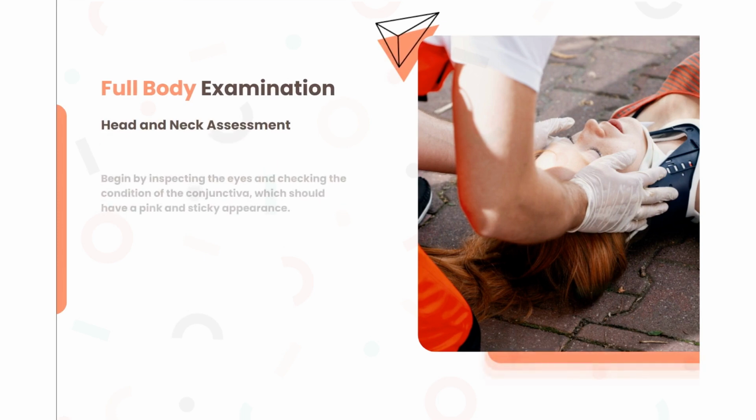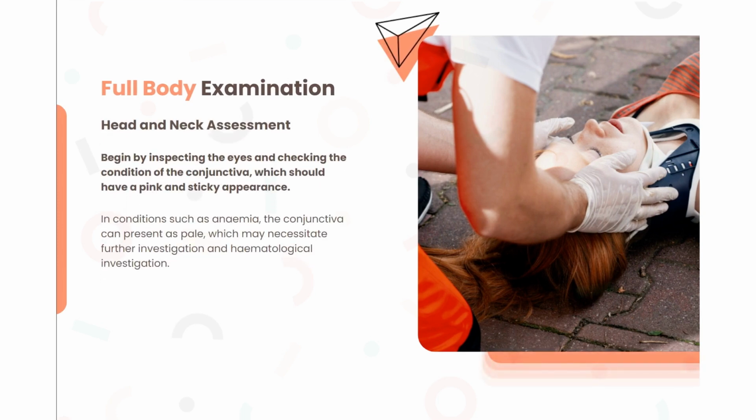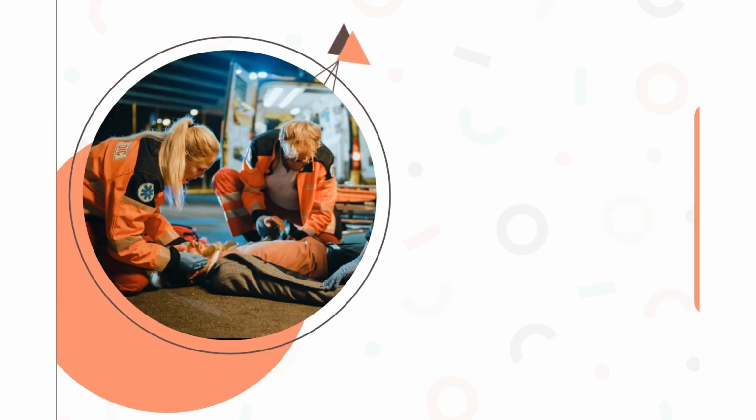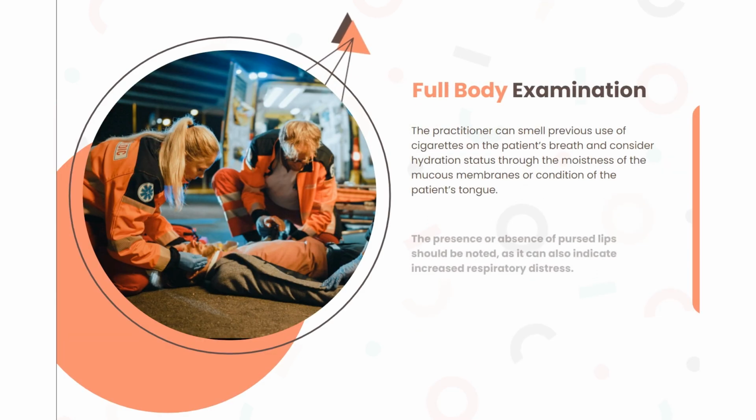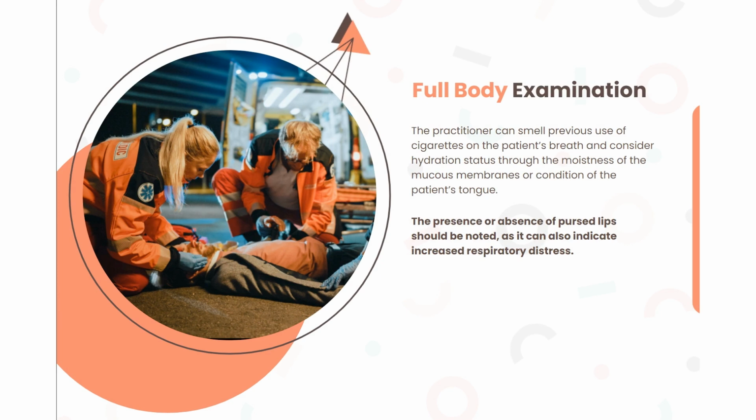Head and neck assessment. Begin by inspecting the eyes and checking the condition of the conjunctiva, which should have a pink and moist appearance. In conditions such as anemia, the conjunctiva can present as pale, which may necessitate further investigation and hematological investigation. The practitioner can smell previous use of cigarettes on the patient's breath and consider hydration status through the moistness of the mucous membranes or condition of the patient's tongue. The presence or absence of pursed lips should be noted, as it can also indicate increased respiratory distress.